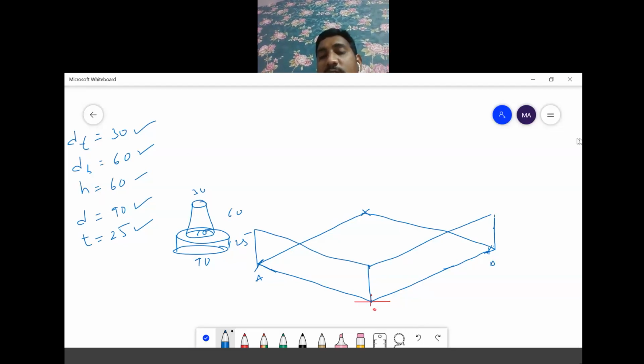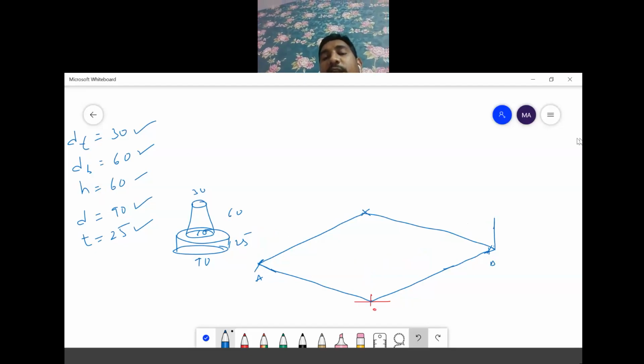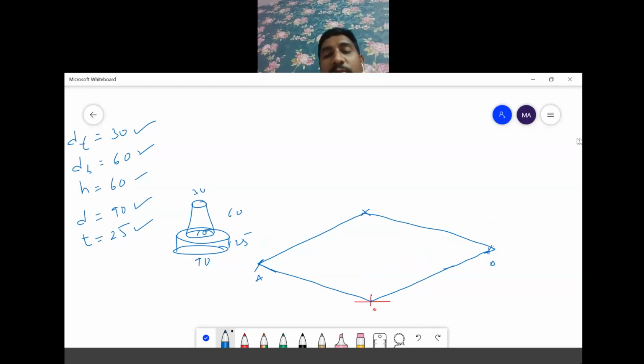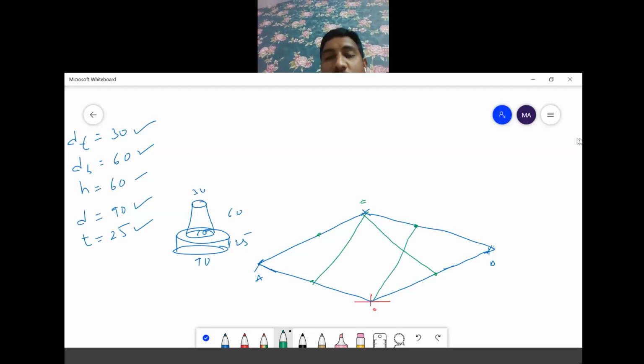Before that, here he has given a cylinder. Cylinder means you have to draw a circle. Understand? I have to draw a circle here. So first I am marking the midpoints here, and here also I am marking one midpoint. At 45, 45, 45, I marked the midpoint here. Taking this as C, then joining from the top vertex to these midpoints, and the bottom vertex to these midpoints.